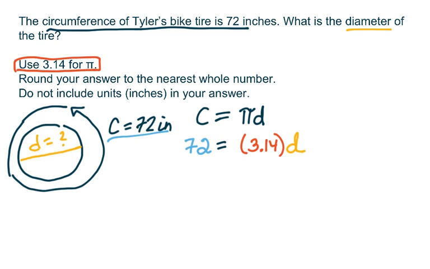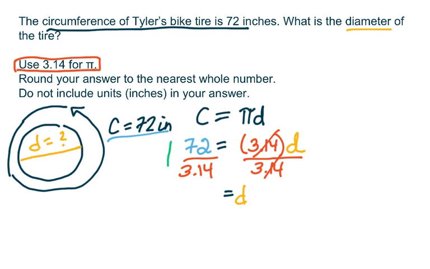To solve this problem, I will divide on both sides by 3.14 because that's the coefficient of d. Dividing 3.14 on both sides means that this whole equation remains in balance. And when I divide 3.14 by 3.14, I have a coefficient of 1 for the diameter. That's what I'm hoping for.